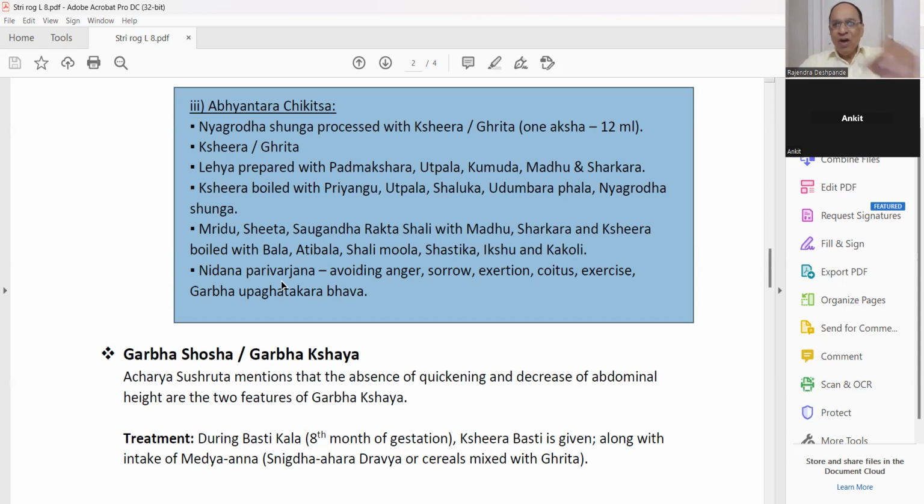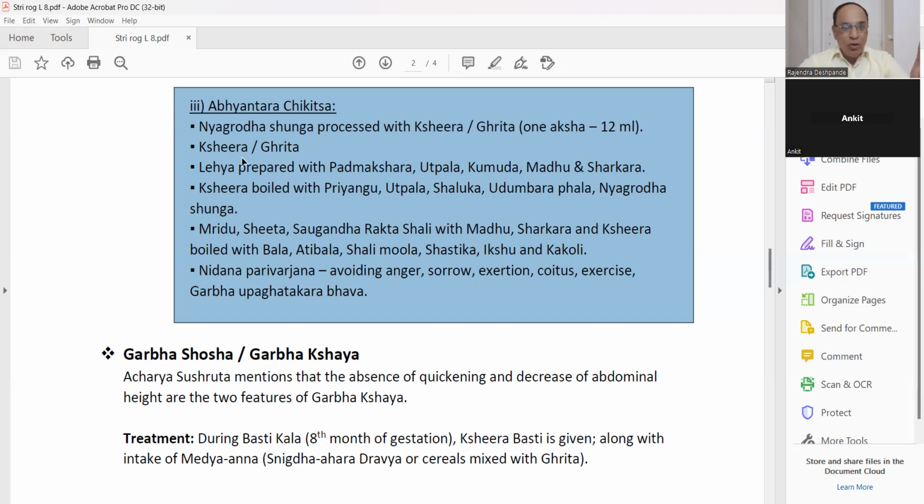If you give this swab, if you give this medicated milk, but the lady is going immediately to the office, no use. No use. Because first thing, stop the causes.